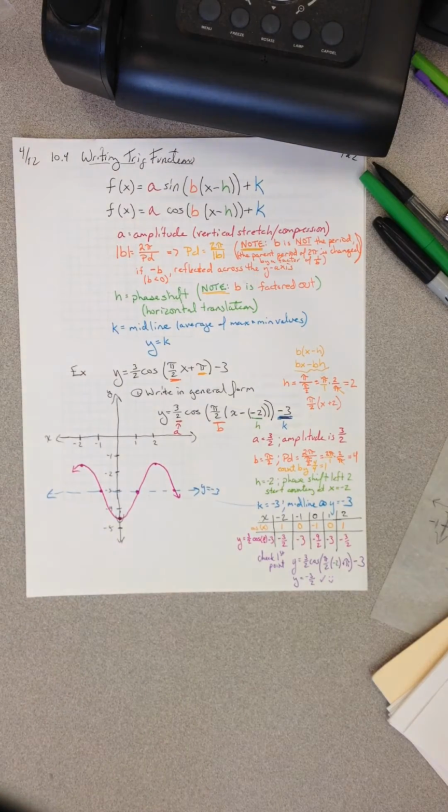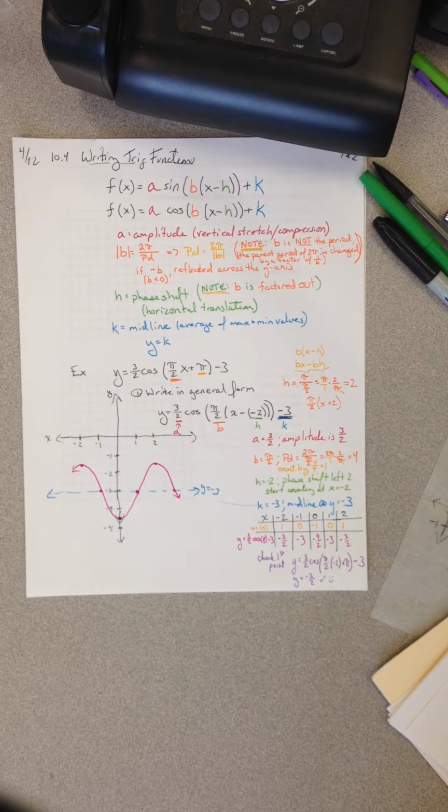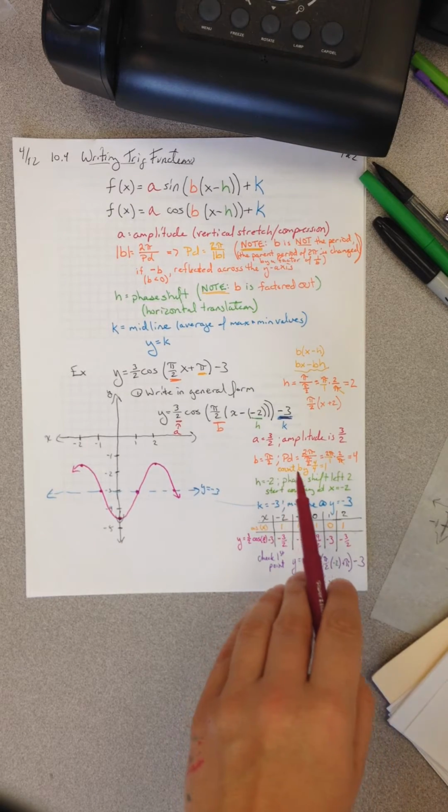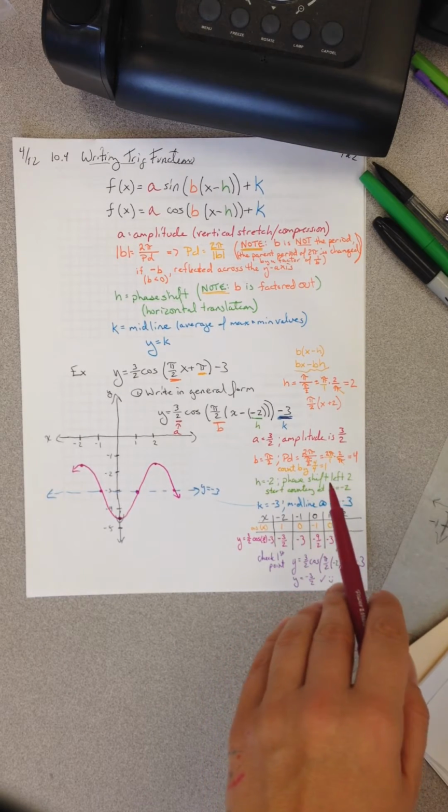When you did your period, you did 360 degrees in radians, like 2 pi over the... When you say that, do you mean to find the period or to figure out what you're counting by? To figure out what you're counting by.